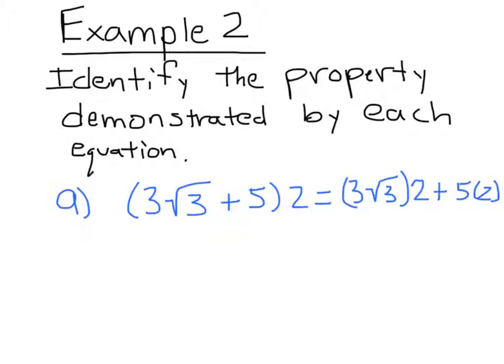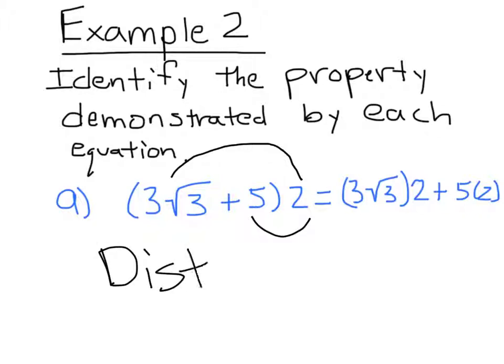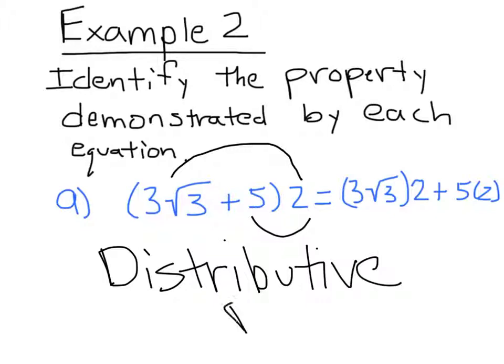Now, example 2 says identify the property demonstrated by each equation. Okay, so I'm going to look here at what we talked about. What I notice is that we did 3 square root of 3 times 2 plus 5 times 2, and I remember when we do that, this is the distributive property. Okay, so I'm going to write that this is the distributive property.